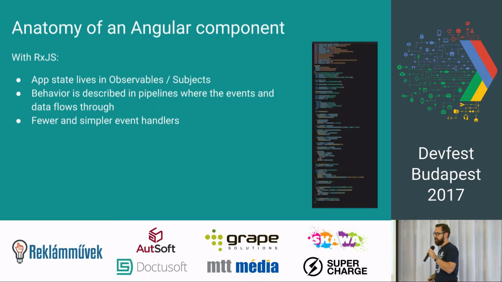However, with RxJS, our application state lives in observables and subjects, and you have far fewer event handlers, because you put your click events and anything that the user does into subjects, and this flows through your RxJS pipeline, so your behavior is described in these pipelines.